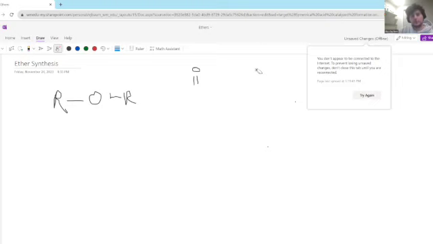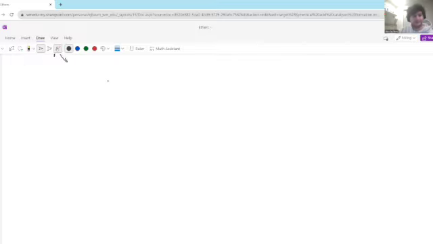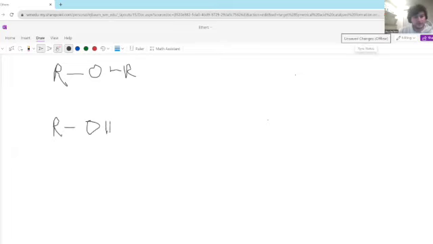So what are some of the reactions that go along with ethers? Well, the first one is we start with an alcohol. So we have ROH, and we react it with strong acid. We have H2SO4. You could also use H3PO4, and we use low heat.